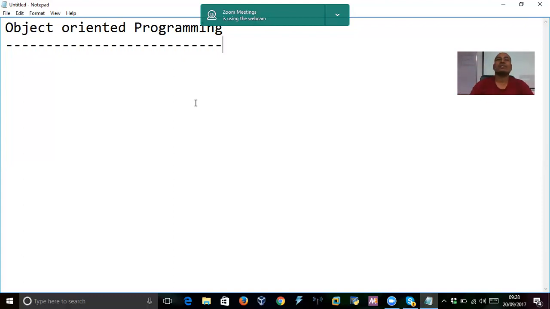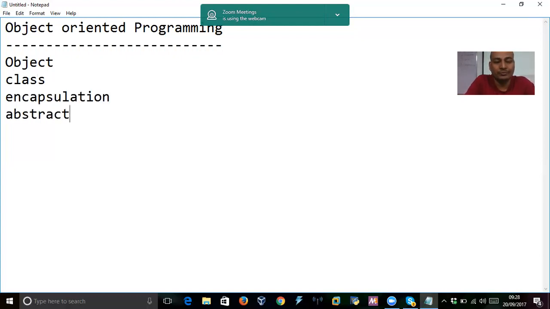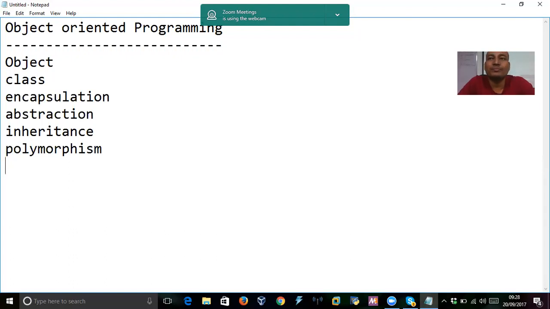And the basic features of OOP are these. I'll just list them out. The primary basis for OOP is object and class. That is the first thing. After that, there are a few things we should understand: encapsulation, next one abstraction, next inheritance, polymorphism. These are the basic features of OOP, and we can add a few additional features too.